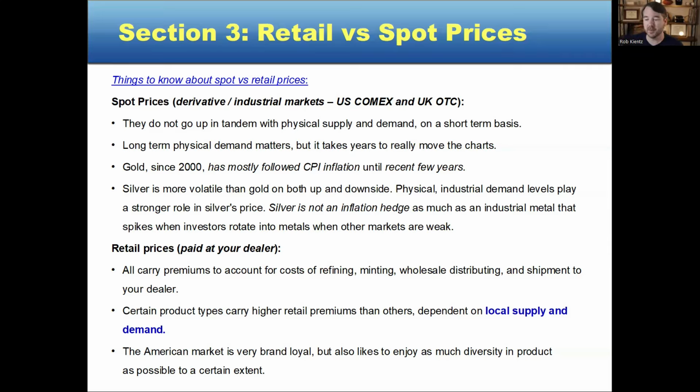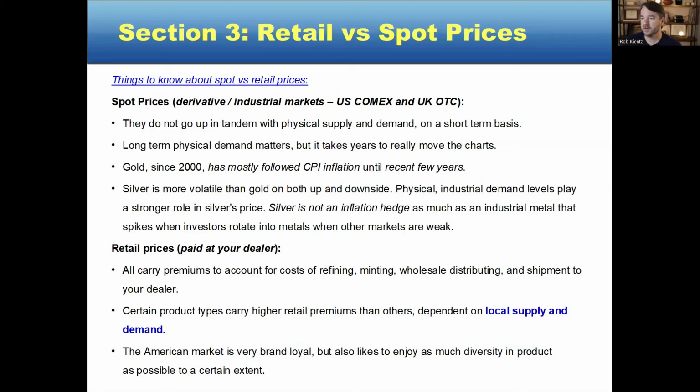Okay, so those last two bullet points are very important. A lot of people know this intuitively, but it frustrates them when they actually see it occur in the real world. But it's important to know that not all retail prices for the same product are going to be the same everywhere, and certain people like certain types of bullion better than others. All right, we're going to show that in the charts.